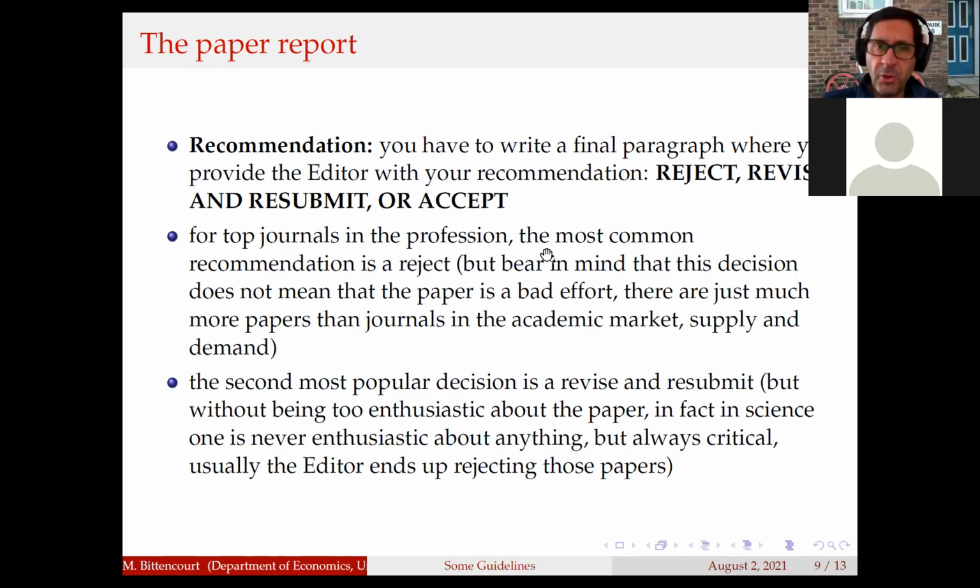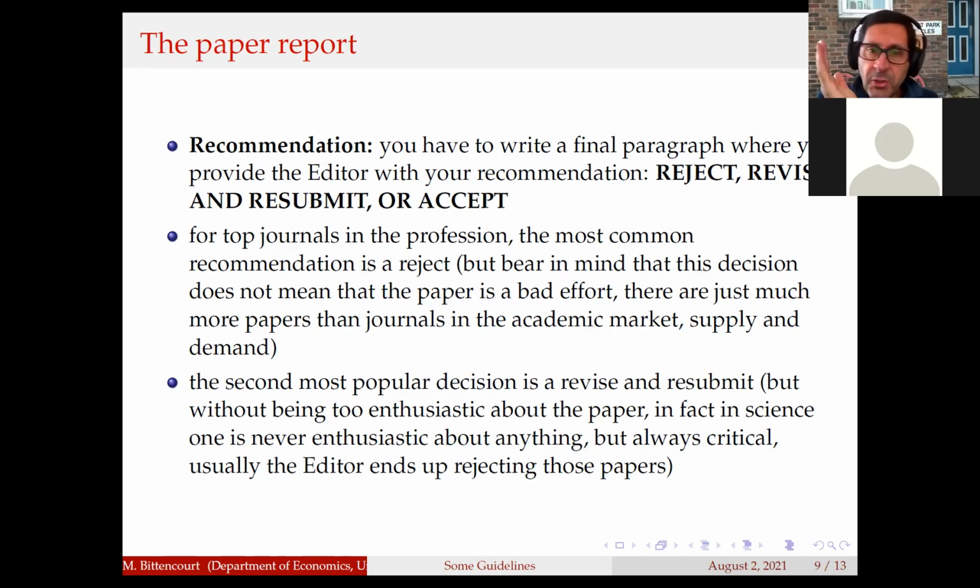For top journals in the profession, the most common recommendation is a reject. But bear in mind, folks, that this decision doesn't mean all the time that the paper is a bad effort. There are just many more papers, supply of papers, than journals. Demand for papers in the academic market, supply and demand, right? So we have to reject papers.